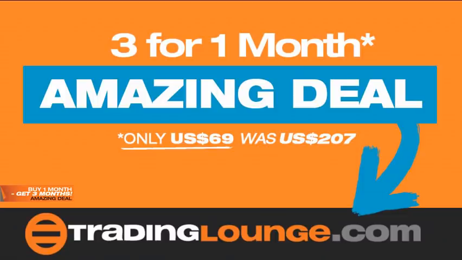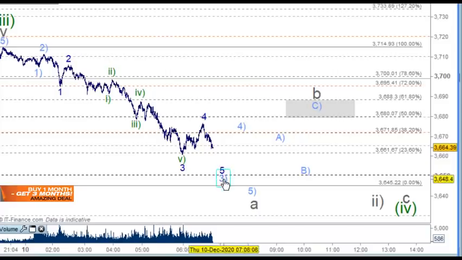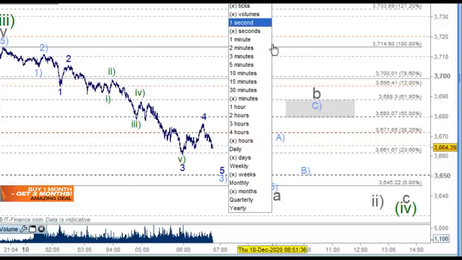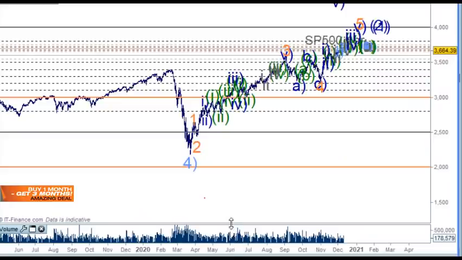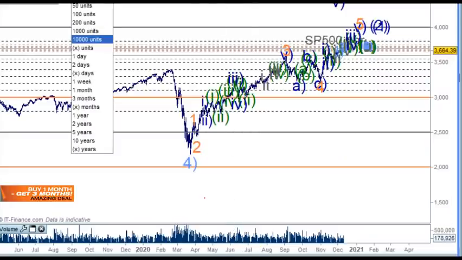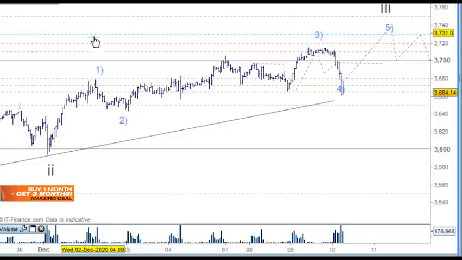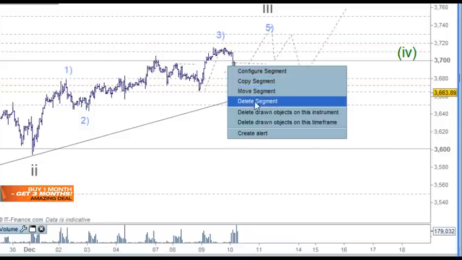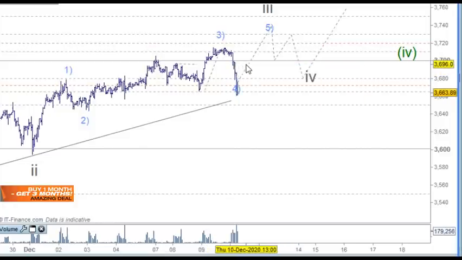as 3, 4, and 5 here. So then that's going to create that ABC pattern, and then another 5 down after that. So coming back to, let's just go to the hourly chart here for a moment. We'll just clean this up a little bit, because this is a change in course here now.